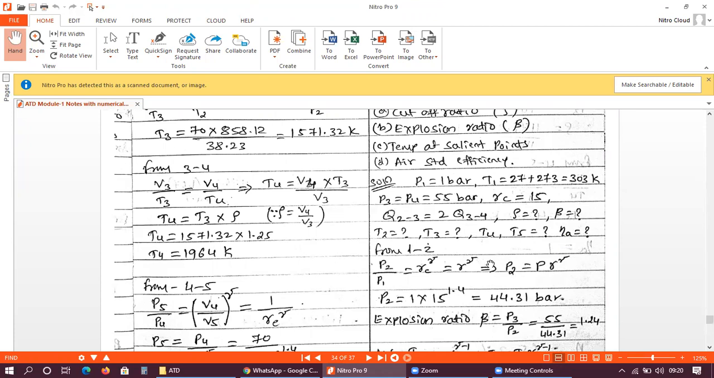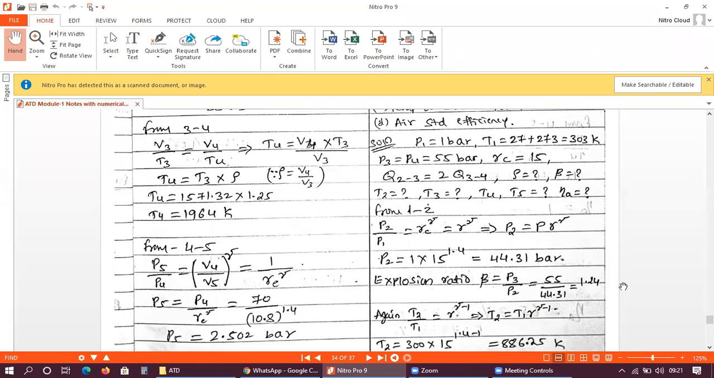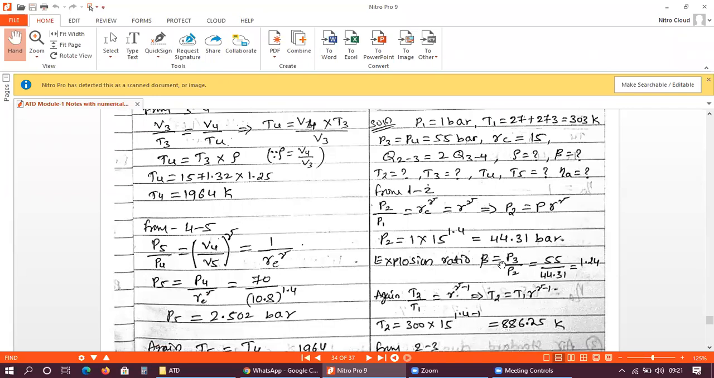During this process 1 to 2, just substitute the values here. P2 is equal to P1 r raised to gamma. So P2 is equal to 1 into 15 raised to 1.4. So the pressure at point 2 will be 44.31.